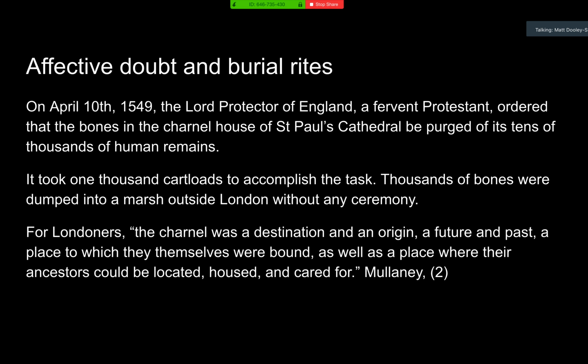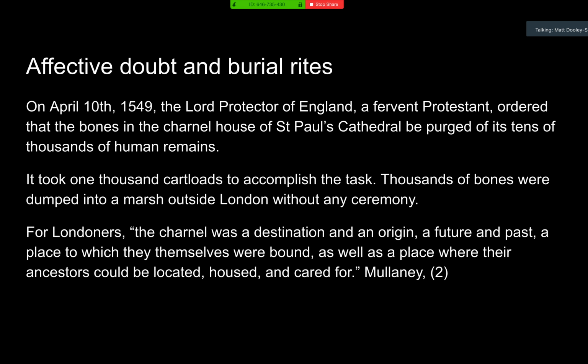The Lord Protector of England, a fervent Protestant, ordered that the bones in the charnel house of St. Paul's Cathedral be purged of its tens of thousands of human remains. It took 1,000 cartloads to accomplish the task. Thousands of bones were dumped into a marsh outside London without any ceremony.